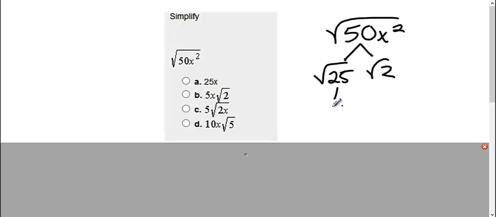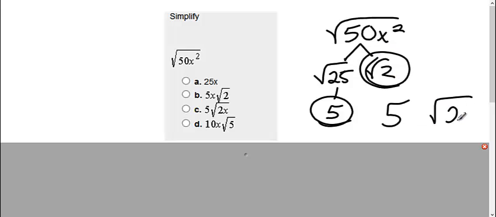The square root of 25 is 5. The square root of 2, I can't do anything there. So I have 5, and I still have the square root of 2. I left that space because I still need to deal with this x squared.